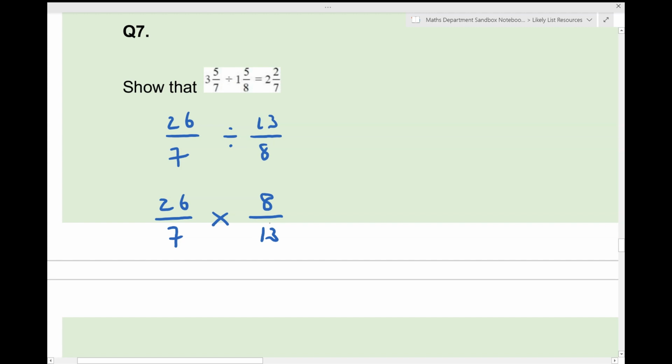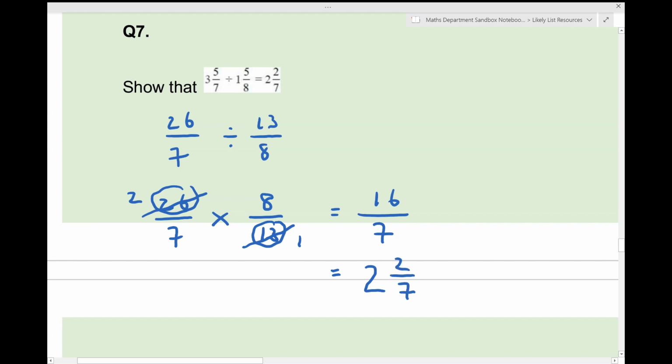Okay, cancelling. Ooh. 13 goes into 13, and 13 goes into 26. 13 goes into 13 once. 13 goes into 26 twice. 2 times 8, 16. 7 times 1 is 7. 16 over 7. How many 7s in 16? 2 and 2/7. Now let's check the question. Have we shown that the left-hand side equals 2 and 2/7? Yes, we have. And that's question 7 finished.